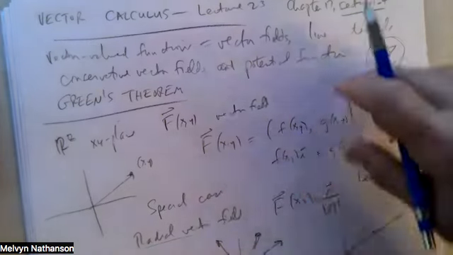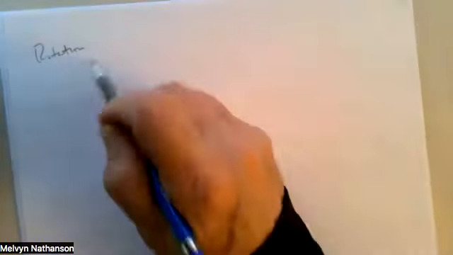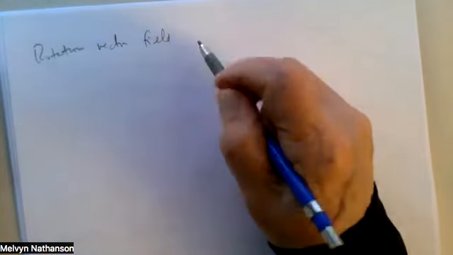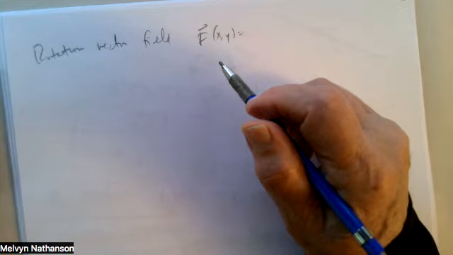And here's a very nice example of a vector field. It's called the rotation field. So the rotation vector field is F of xy equal to minus y, x. So let me draw some of the vectors in this vector field.